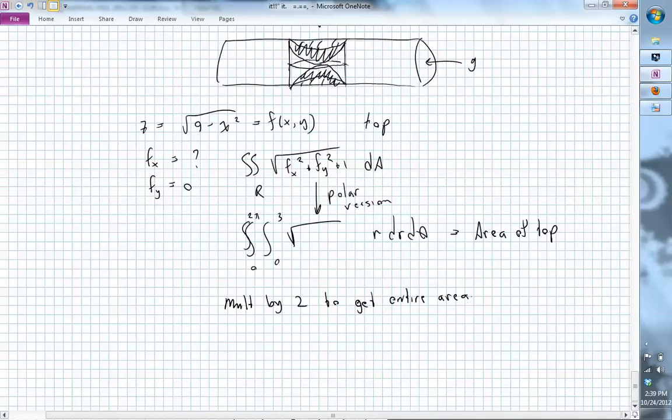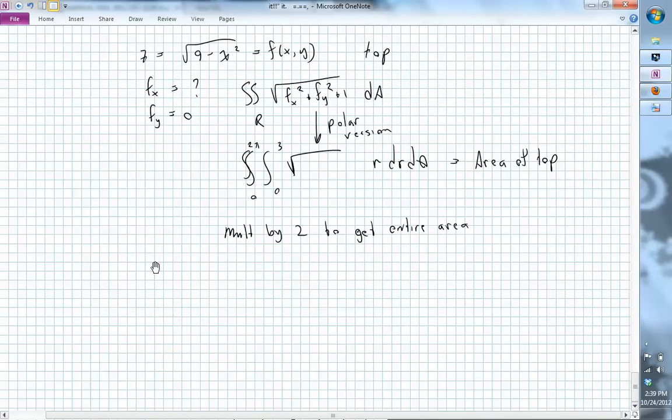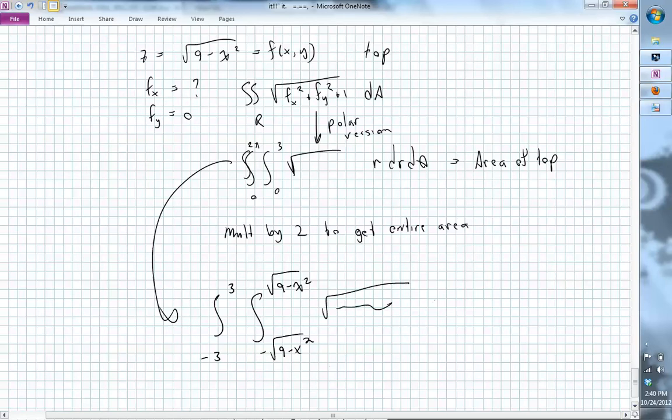Andy, what's the Cartesian version of the limits of integration? The Cartesian version of the limits of integration would be minus the square root of 9 minus x squared, say, to plus the square root of 9 minus x squared, and then you could go from minus 3 to 3, and then dy dx. That would work.